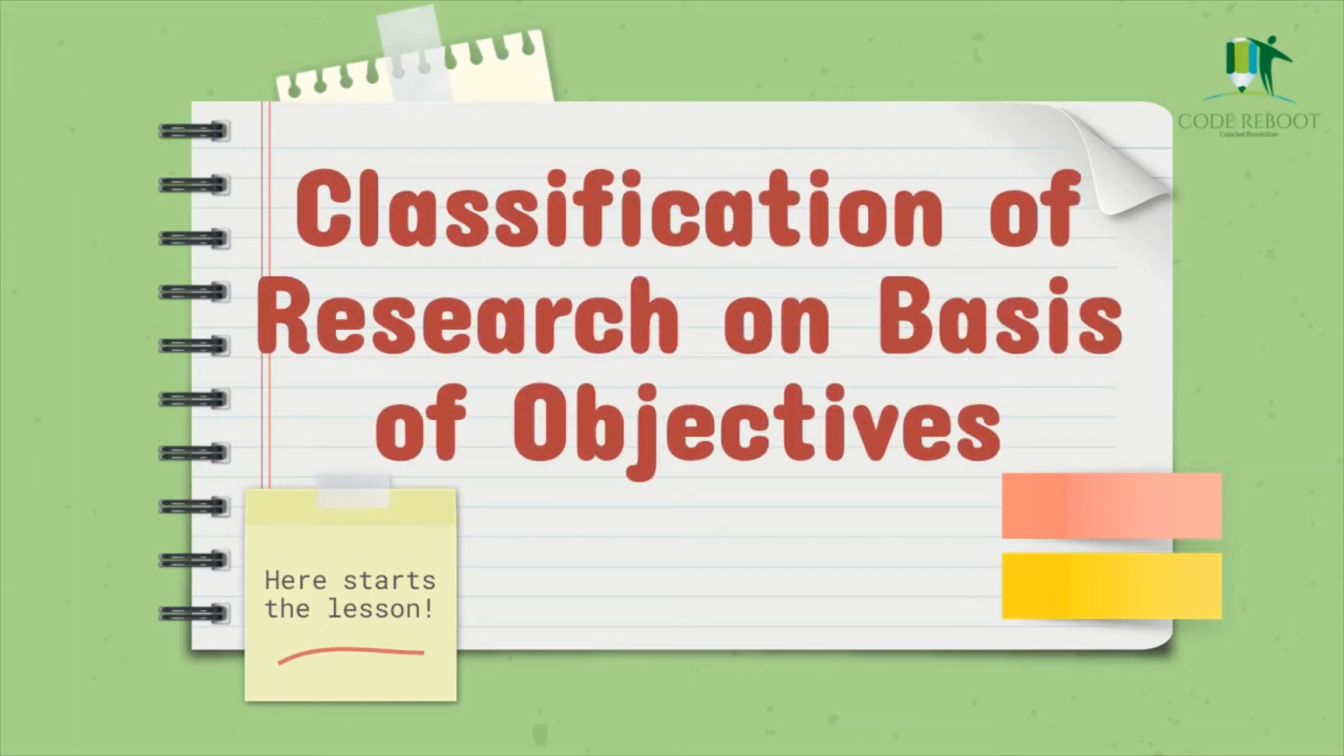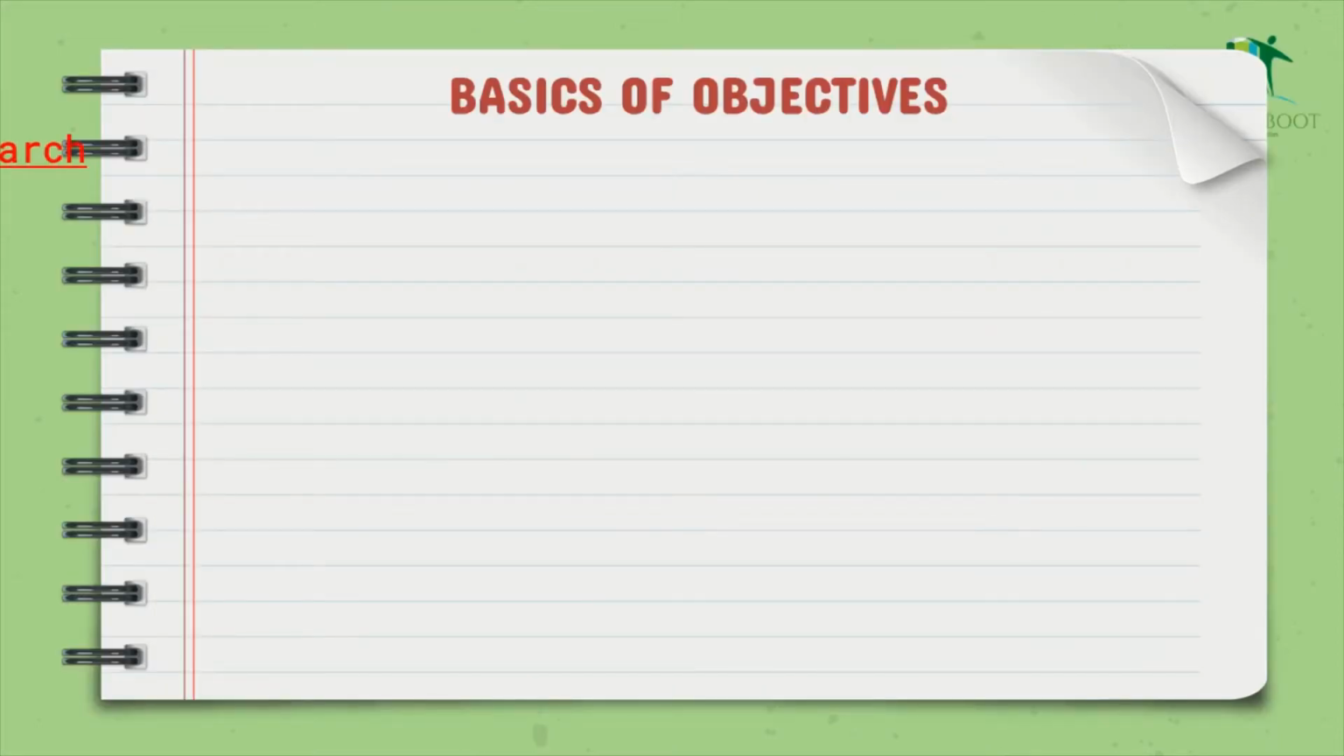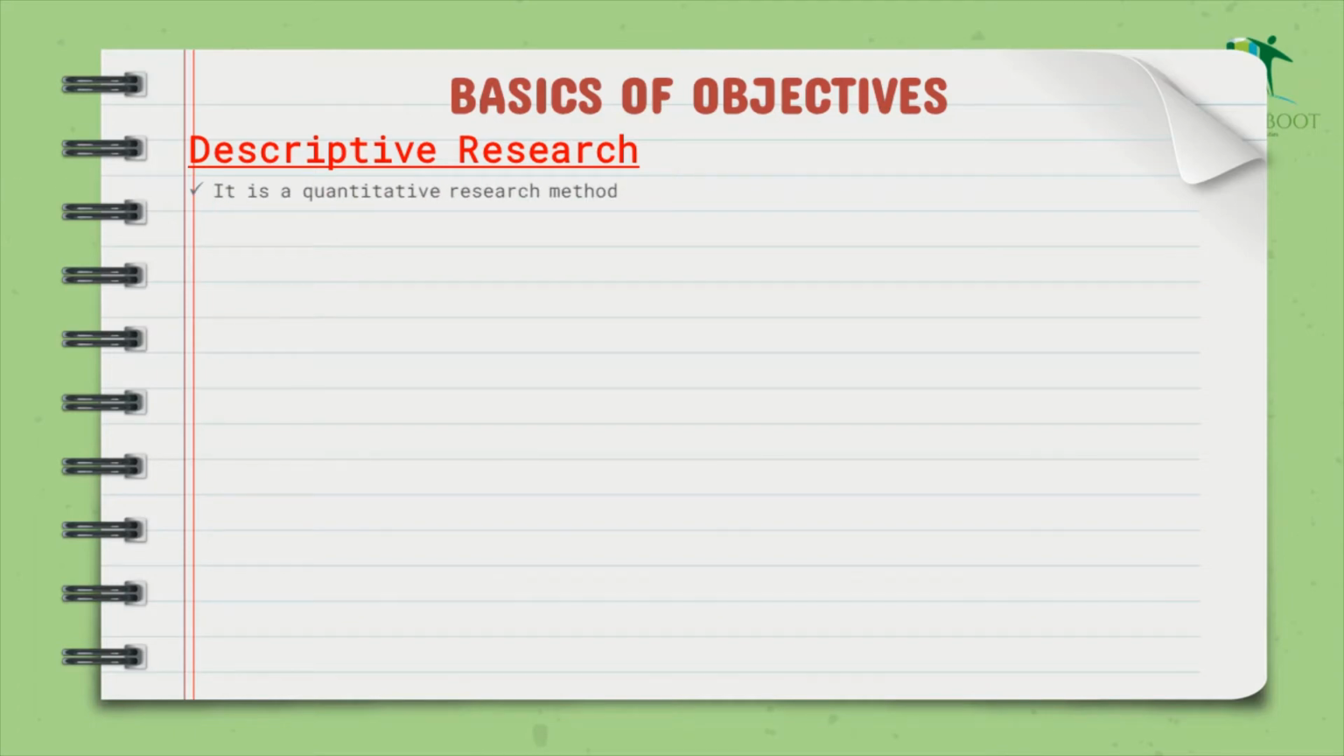Next we classify the research on the basis of objectives. On the basis of objectives, we have four types. First one is descriptive research. Descriptive research is similar to quantitative research.